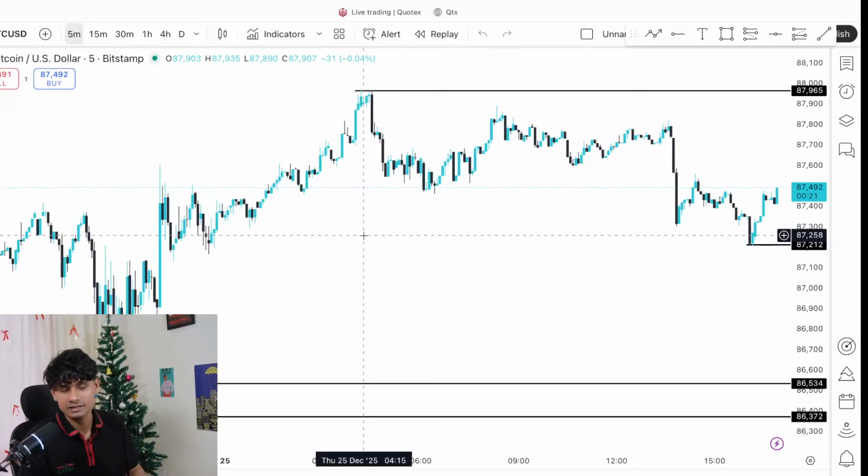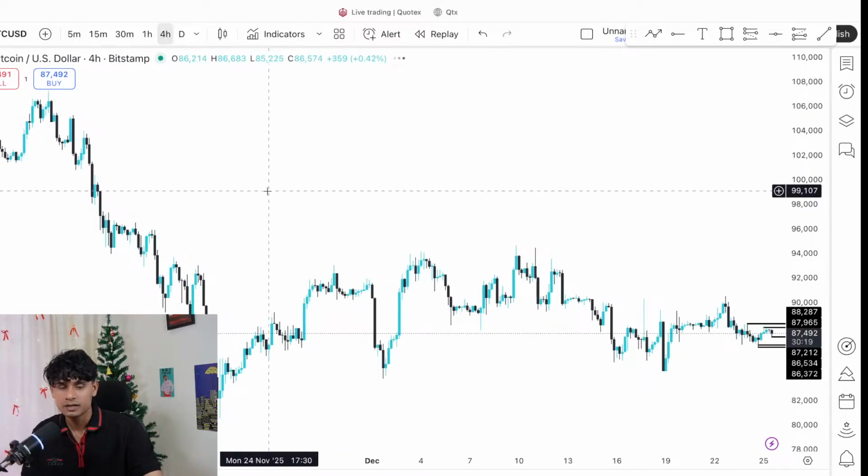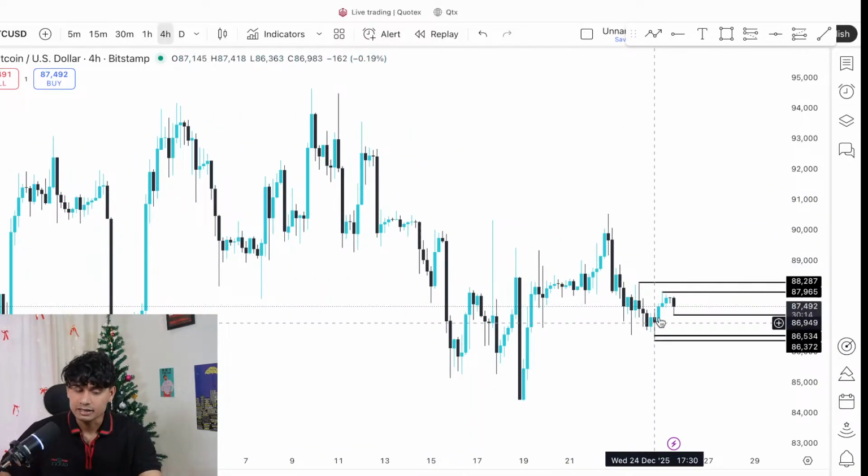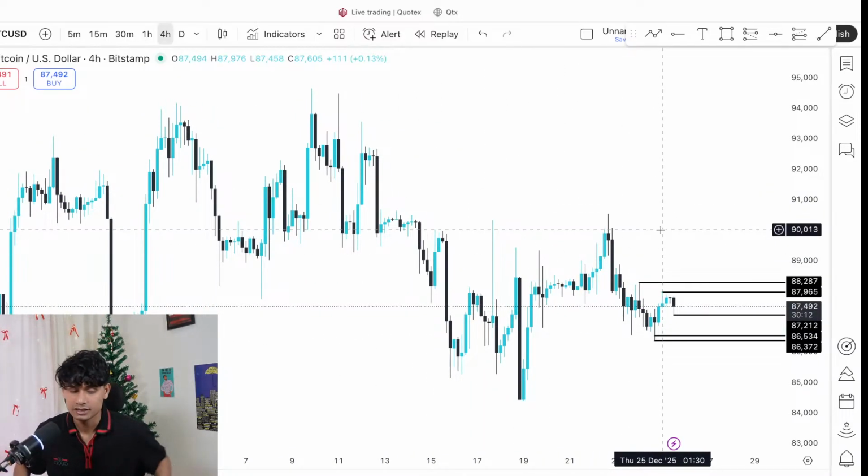Today we are doing a live stream on BTC and we'll analyze what is going on in BTC and how we can analyze it. We'll come to the 4-hour time frame first of all. These are important lines that I already marked in BTC. If you want to check, you can. This is how BTC is moving.